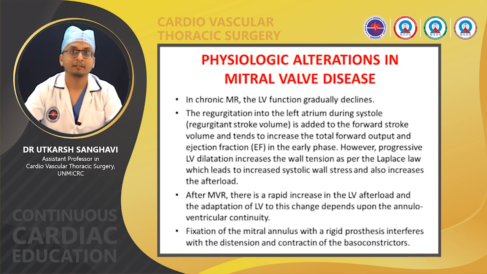So now what happens during mitral valve disease? As we all know, in chronic MR, the LV function gradually declines. The regurgitation into the left atrium during systole, which we call the regurgitant stroke volume, is added to the forward stroke volume and tends to increase the total forward output and the ejection fraction in the early phase. However, progressive LV dilatation increases the wall tension as per Laplace's law, which leads to increased systolic wall stress and also increases the afterload.